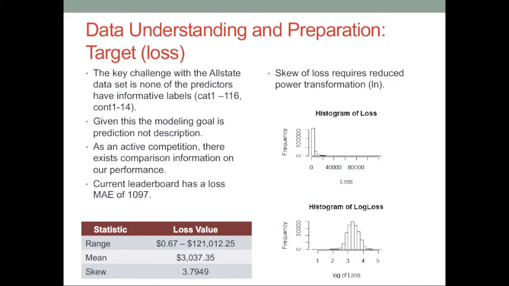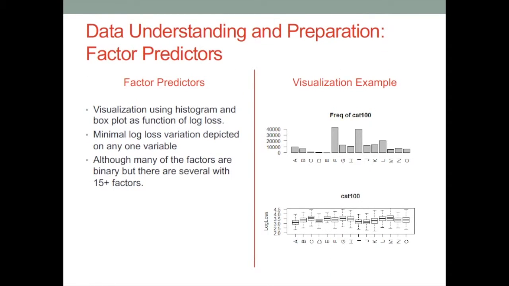The loss feature is skewed for this dataset. To accommodate for this, a log base e transformation was performed, and that is called log loss. As stated earlier, the challenge with this dataset is that none of our predictors have labels. Therefore, to better understand the relationship between log loss and each of our variables, we created two visualizations. One was a histogram to understand the distribution by category of each variable, and the other was a box plot of log loss against each variable. Neither of the techniques showed any variation of log loss for each of the variables.